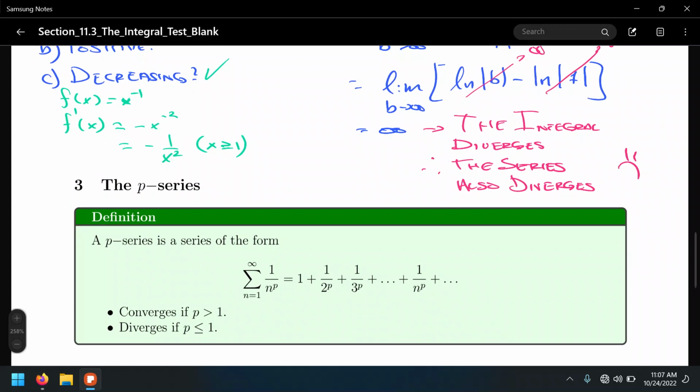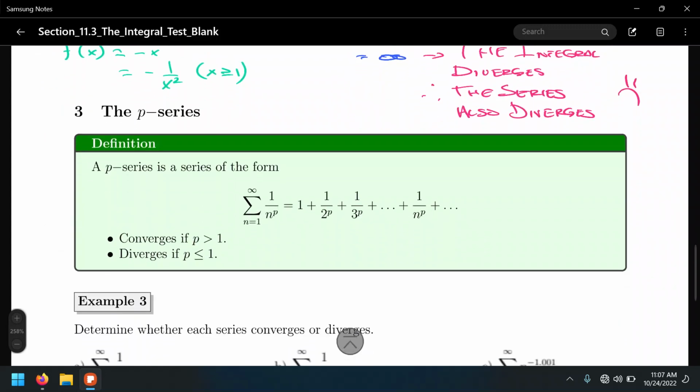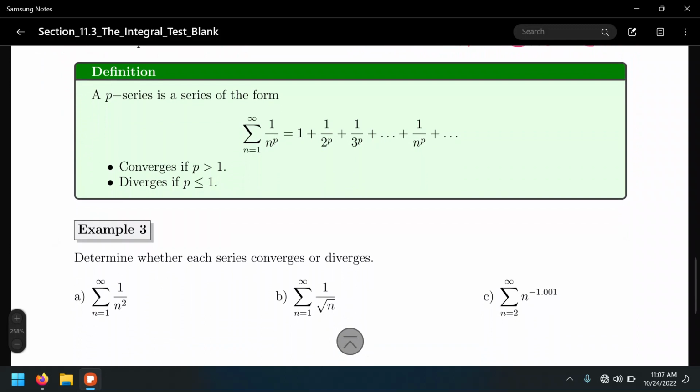So let's see. The p-series test: we're going to have a series of the form 1 over n to the p power, and all we have to do is observe that value of p. If that power p is greater than 1, well, the series converges. But otherwise, if that value of p is less than or equal to 1, this series will diverge.